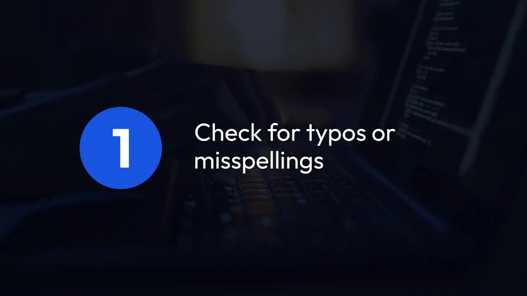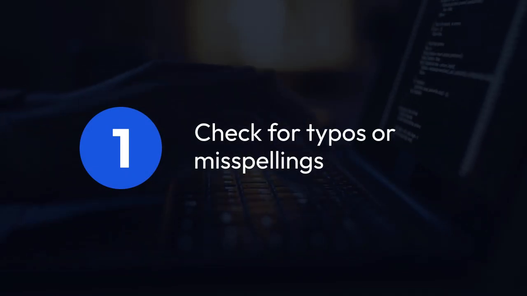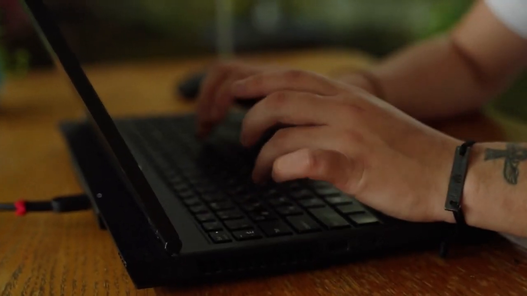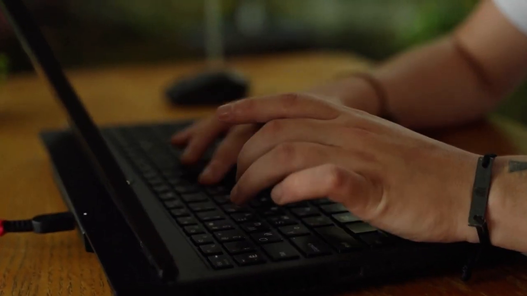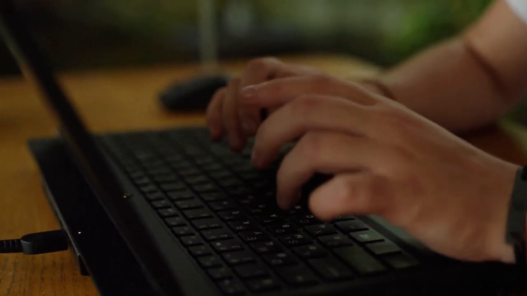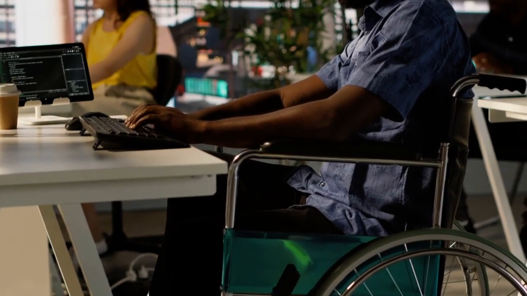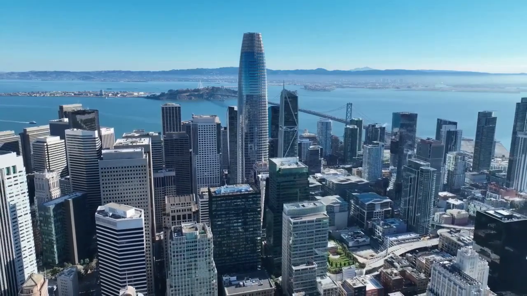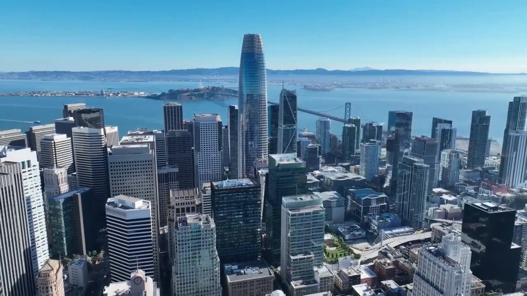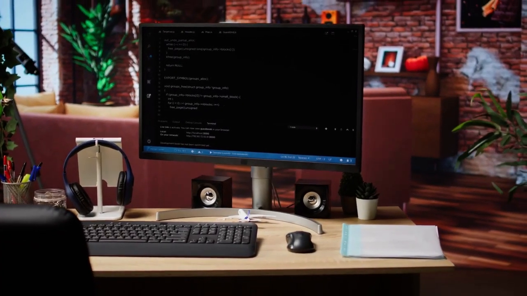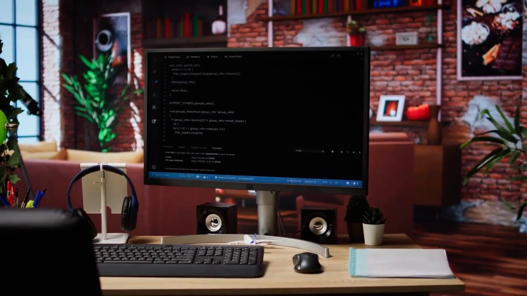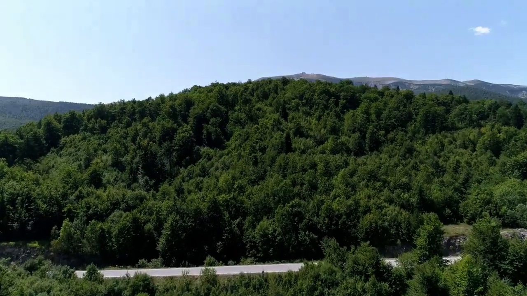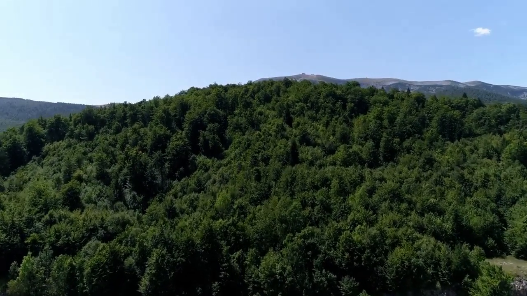First, always check for typos or misspellings. This is incredibly common. You might type getSelectRecords instead of getSelectedRecords, or miss a letter. Apex is very strict about method names. Always refer to the official Salesforce Apex documentation for the exact method name and use your Integrated Development Environment's IDE autocomplete feature. It's a lifesaver for catching these simple mistakes instantly.